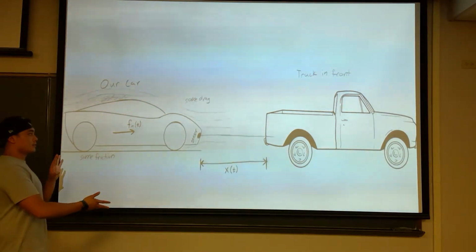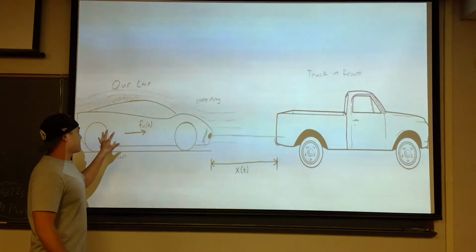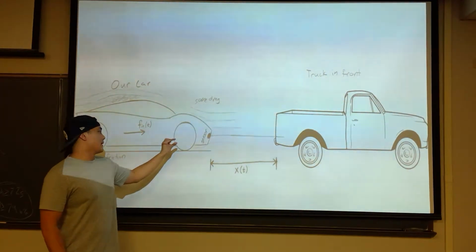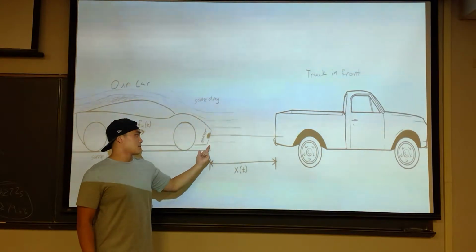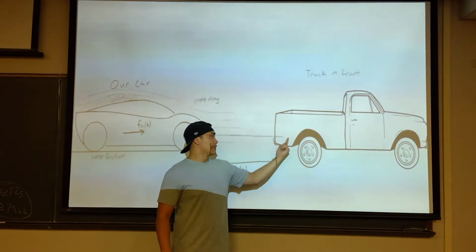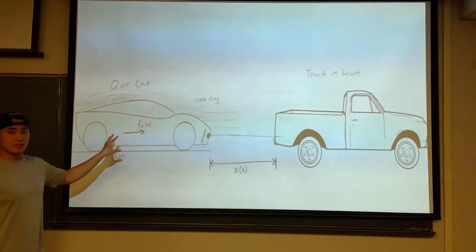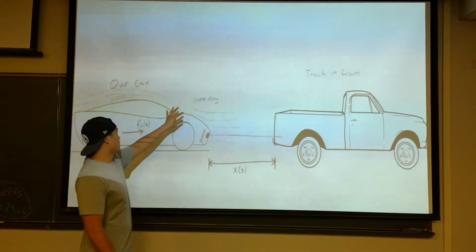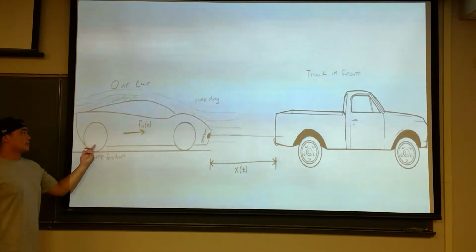As you can see here, this is a visual description of our model. This is our car here, mounted with a proximity sensor in the front to measure the distance between the front of our car and the back of the vehicle that we're following. Also, a few other things to note on this diagram here are the drag and the friction from the wheels of the car.